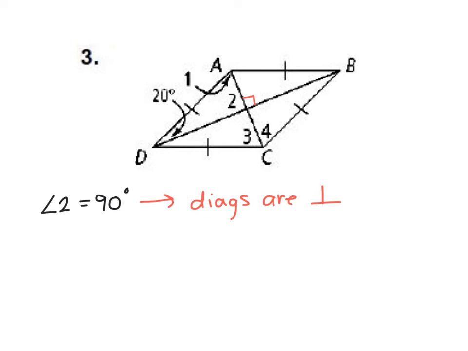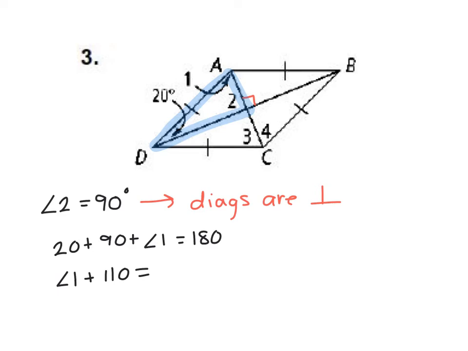So I'm going to use this triangle right here in the upper left, and we are going to do the triangle sum theorem. So let's do 20 plus 90 plus angle 1 equals 180. Let's combine like terms. So angle 1 equals 70 degrees. And if angle 1 is equal to 70 degrees, I know that angle 3 and angle 4 are also equal to 70 degrees.